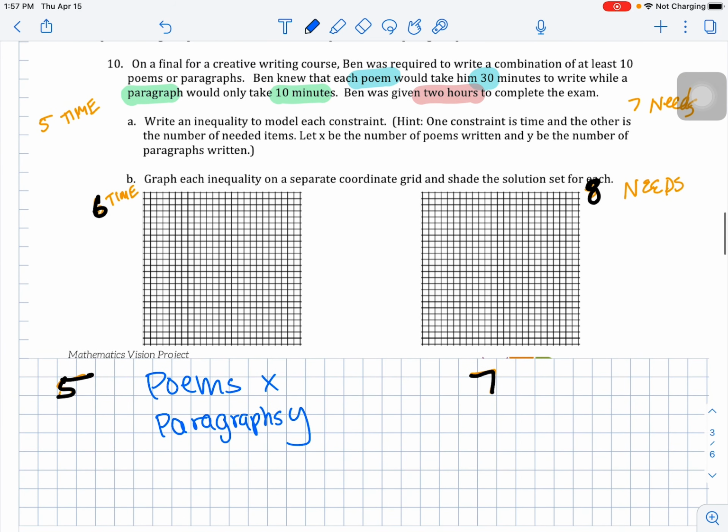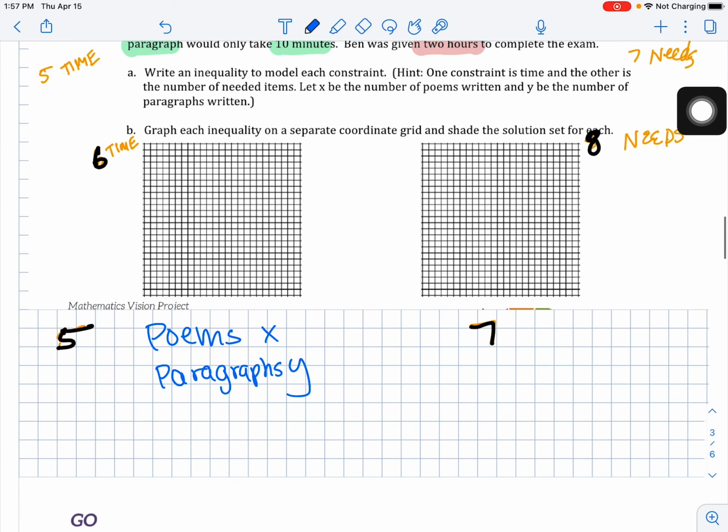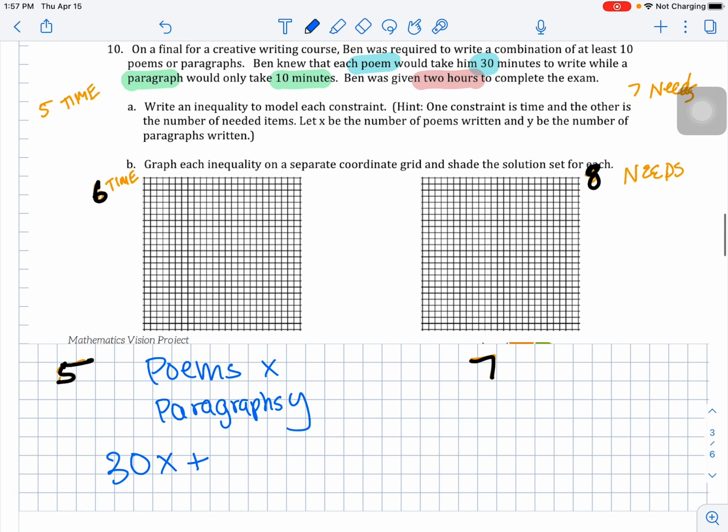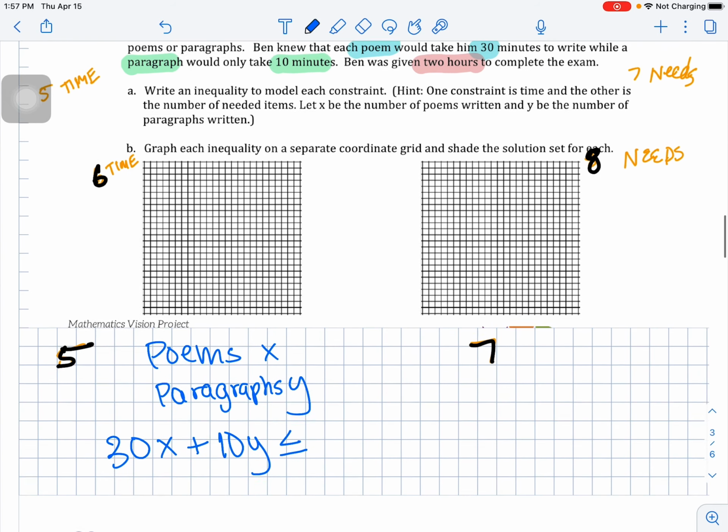And that's just because they listed poems first. So each poem would take 30 minutes. So that means I've got 30 minutes per X plus 10 minutes per paragraph, that's per Y. And I need it to be less than or equal to 2 hours.